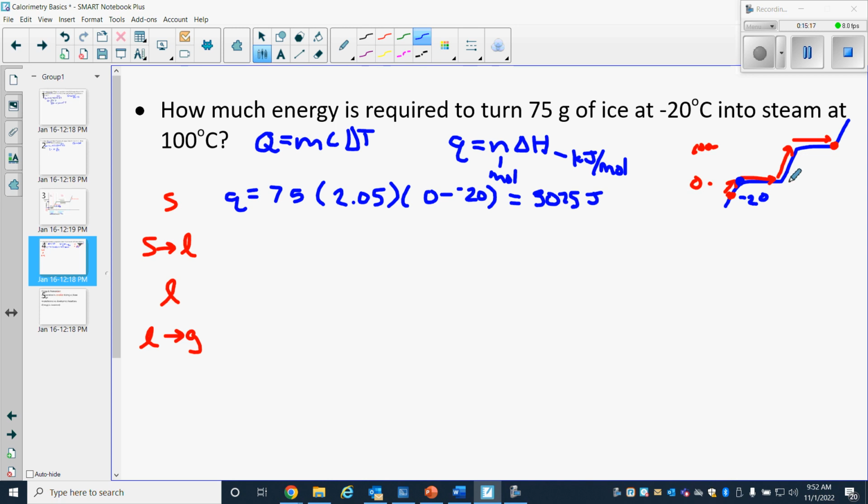Now that solid has to melt into a liquid. So this is a flat line where the temperature is not changing. So we have to switch to that Q equals N delta H. So for N moles, the problem did not give us moles, but it gave us grams. So we can take the 75 grams and use molar mass to change into moles. So remember, ice is water. So water's molar mass is 18.016 grams per mole.